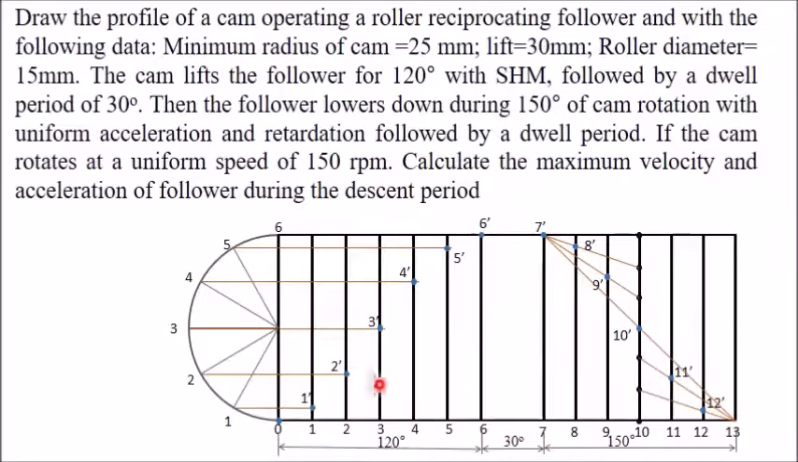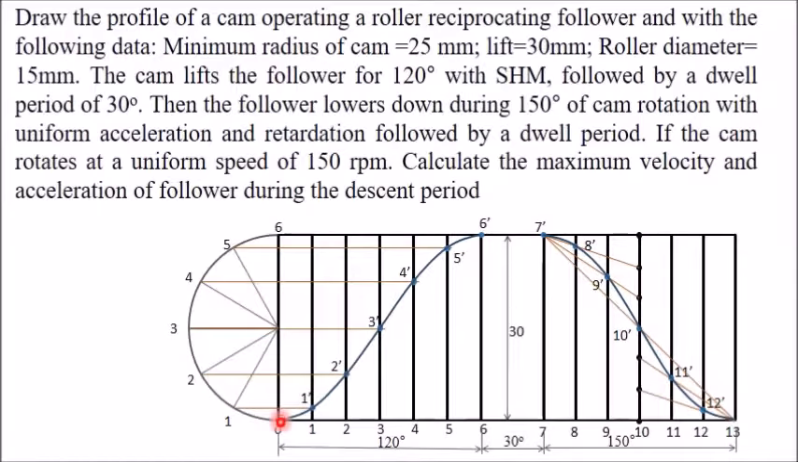Now what you have to do is draw a smooth curve through all these points. So I have drawn the smooth curve. This dimension is given as 30 mm, so this height is 30 mm. This curve represents the motion of the follower during upward motion, and this one represents the follower motion during downward motion.